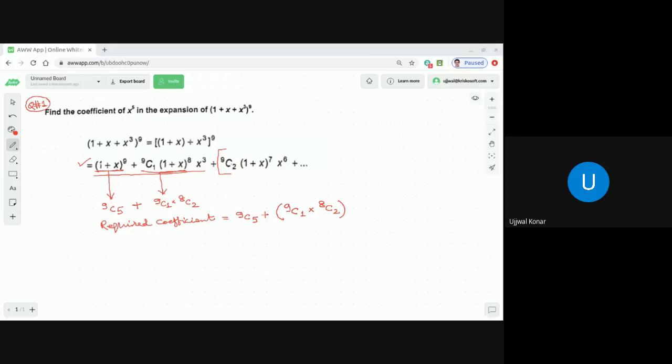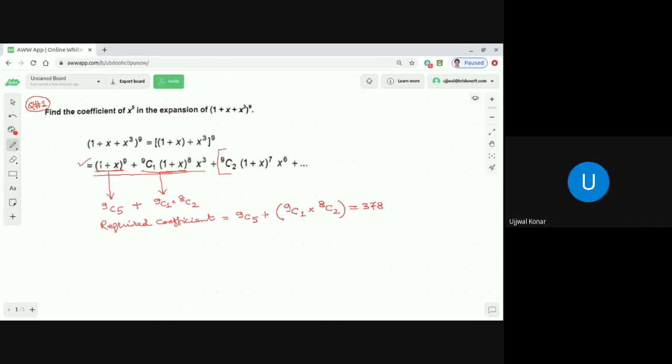What is the value of 9c5? You can find out, and 9 into 8c2 that you can find out. I'm just writing it because you can also find it out. It is equal to 378. I'm not spending time to calculate this one, obviously, because then you can cover more questions. But how to approach this kind of question, that you should learn in the class.